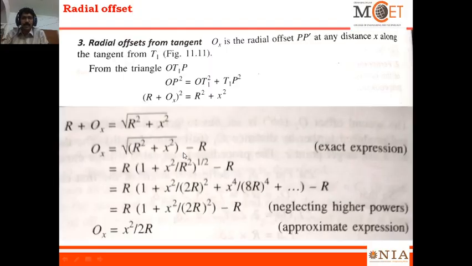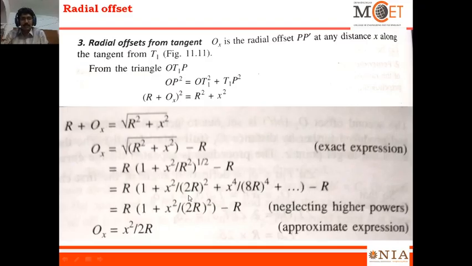For calculation and all the things in the setting out, we have to consider this formula only. For making approximation, if you take R outside the root, R times (1 plus x square by R square) the whole power half minus R, right? And if you expand that expression, R times (1 plus x square by 2R square plus x power 4 by 8R power 4, it keeps on going) minus R.